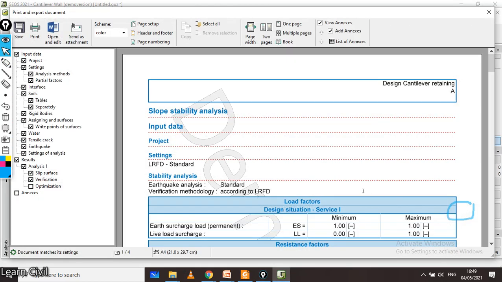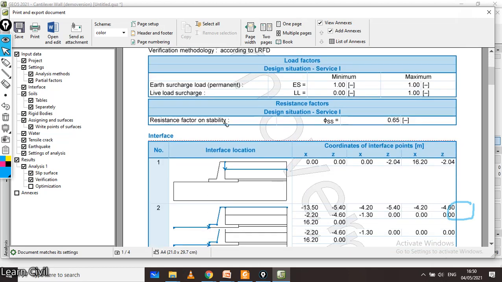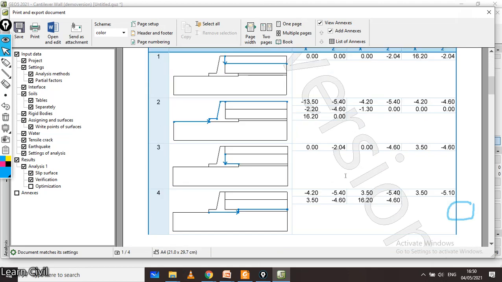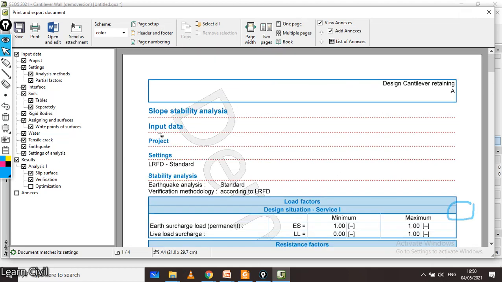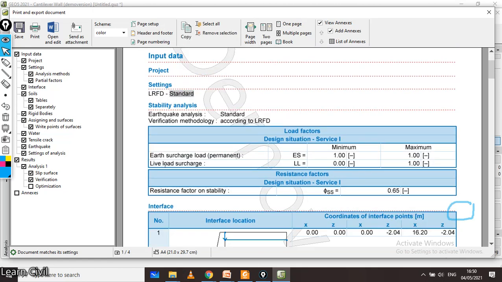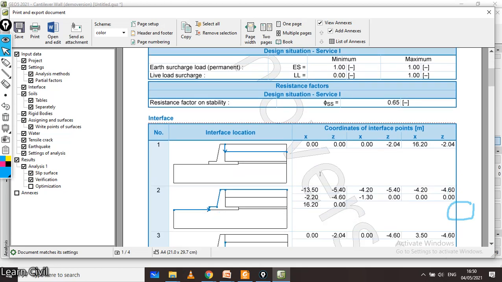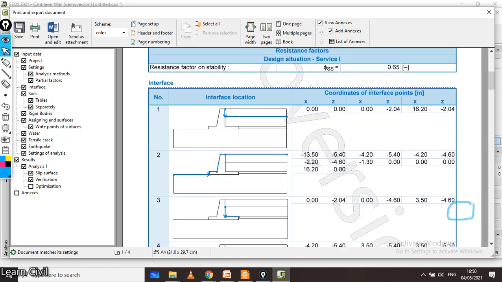You can see here, the demo version will be written in the background. Okay, input data, project settings, LRFD, stability analysis. Surcharge is 0, live load not considered, and all these factors are given here. Okay, you can see the coordinates.